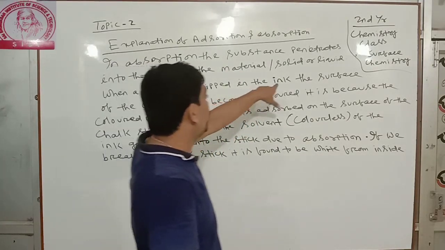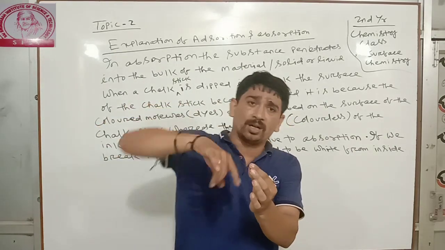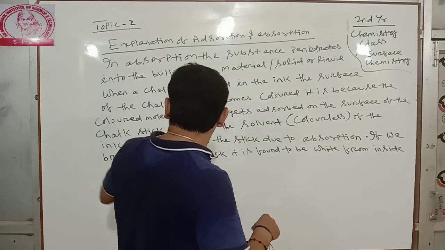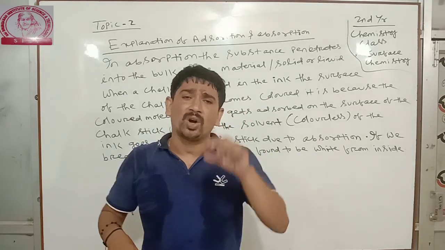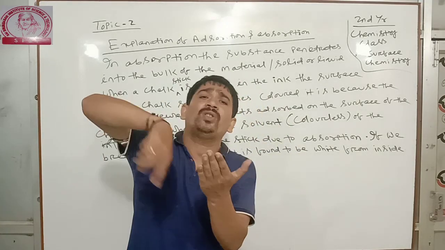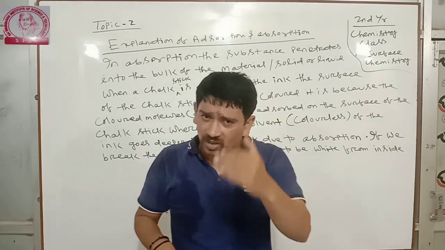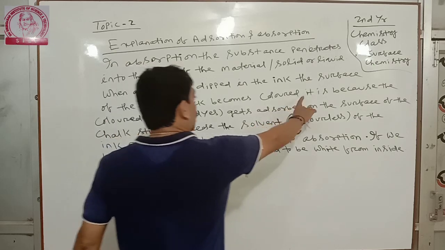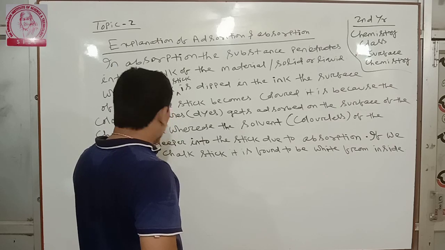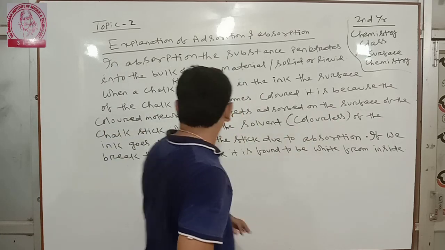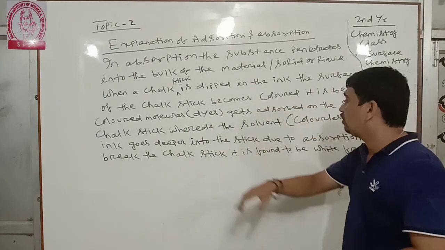When a chalk stick is dipped into the ink, the surface of the chalk stick becomes colored. That is because of the color molecules or dyes. So whenever you dip the chalk into the ink, the colored molecules or dyes get adsorbed on the surface of the chalk, whereas the solvent or colorless part of the ink goes deeper into the stick.